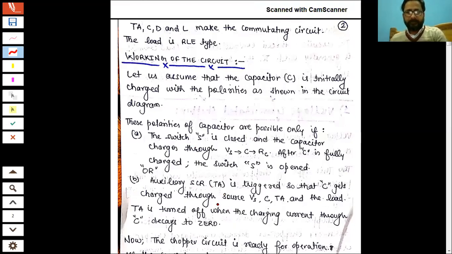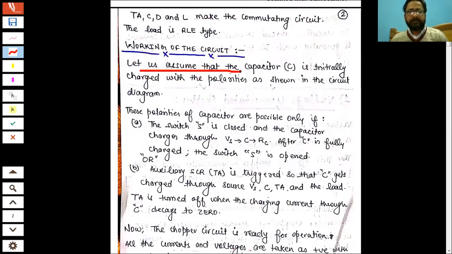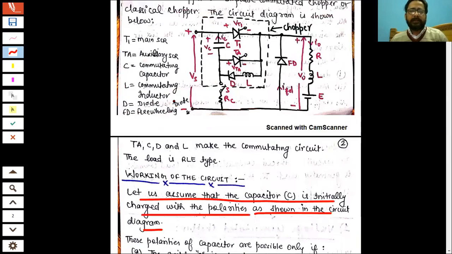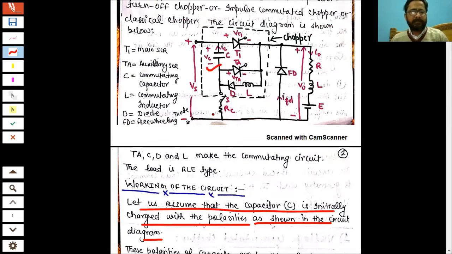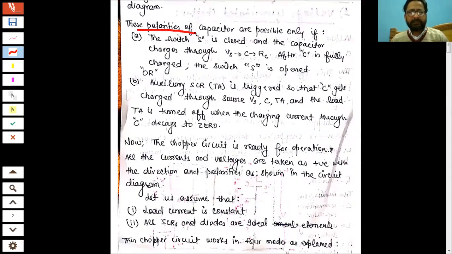So let us come to the next point. TA, C, D, E, D and L make the commutating circuit. The load is RLE type, right? Now, working. Let us assume that the capacitor C is initially charged with the polarities as shown in the circuit. The polarities which are shown are the initial polarities. These polarities and the current direction are assumed to be positive, right? And this is the whole story which I have just explained, that these polarities of the capacitor are possible only if the switch S is closed. I have explained this just now.